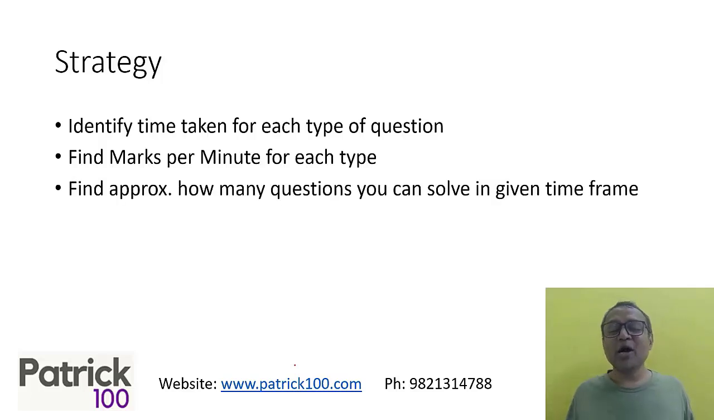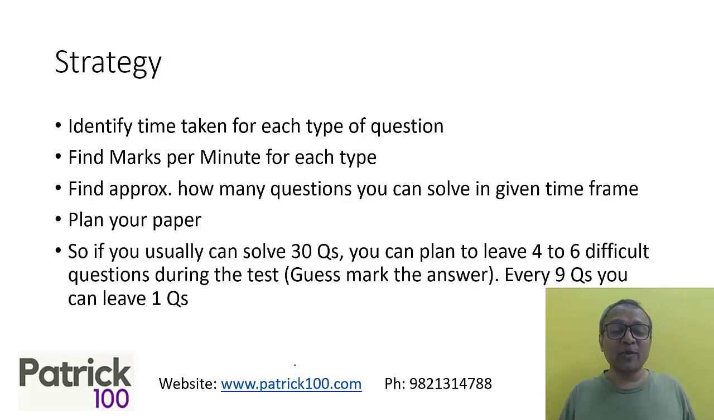Find approximately how many questions you can solve in the time frame. You have 52 minutes. Try to find how many questions you can solve, and then plan your paper. For example, suppose you can solve 30 questions. That means you can leave around 4 to 6 difficult questions. Instead of solving the first 30 questions and realizing that the last 6, which were easy, you cannot solve, that doesn't make sense.